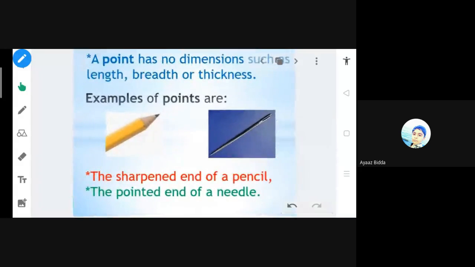So now here also it is written, you can see that the sharp end of pencil and the pointed end of needle. Here it is written that pointed end of needle. So these both things are an example of what?